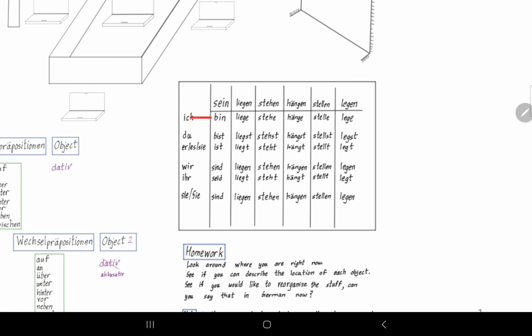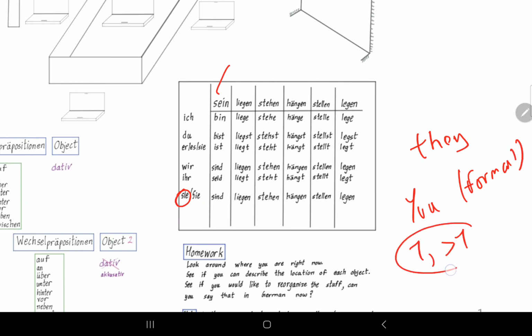here is the conjugation table for the verbs that we discussed. Sein. I think you know this. So ich bin, du bist, er ist, sie ist. Wir sind, ihr seid. Small s sie, capital S Sie sind. I hope you know the difference. So small s sie is they, and capital S Sie is you, and you are always being formal, and you can use it to refer to one person or more than one person, right?